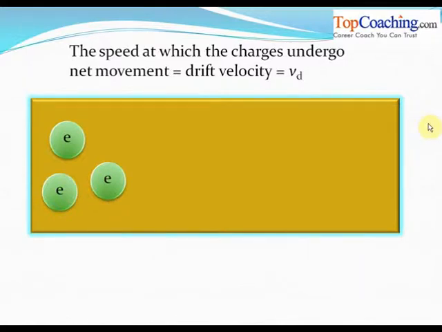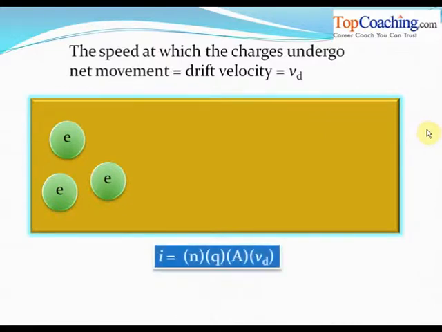Now we can express the electric current, the net charge flowing per second, in terms of this drift velocity. When we do that, we get this expression: I = nqA Vd. Now of course, this expression sounds confusing. I mean, where did it come from? Well, let me tell you how this expression came.